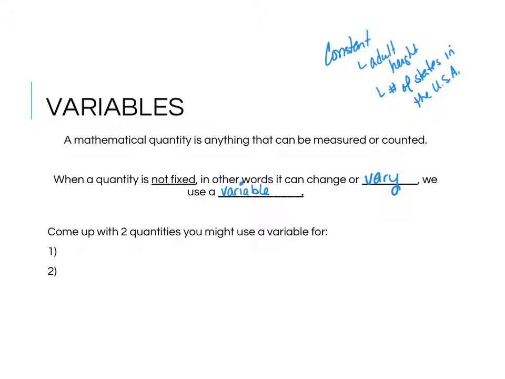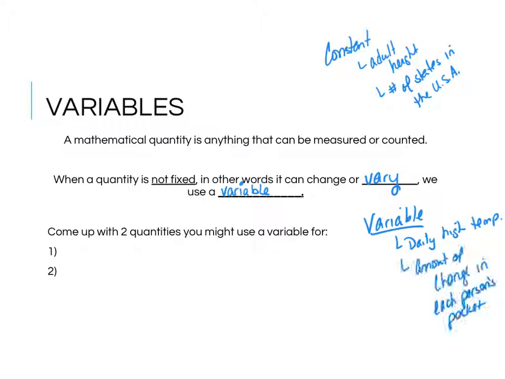When a quantity is not fixed or can change, it varies. Now, if it varies, we call it a variable. A couple examples of variables are the temperature in Michigan every day changes, and that's a variable. The amount of change we have in our pocket might be a variable.